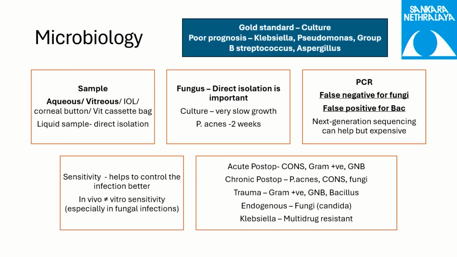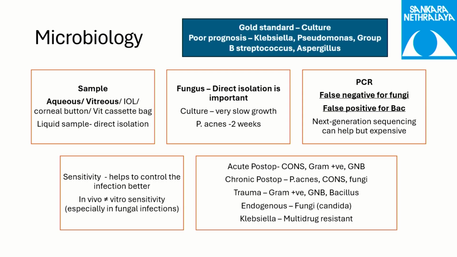And the most common organism in acute postoperative endophthalmitis is coagulase negative staphylococcus, most commonly Staphylococcus epidermidis. And next comes gram positive like Staphylococcus aureus and streptococci, then gram negative bacilli. In Asia and India, gram negative bacilli is also quite common. In chronic postoperative endophthalmitis, Propionibacterium acnes tops the list, followed by again coagulase negative staphylococci, followed by fungal infection.